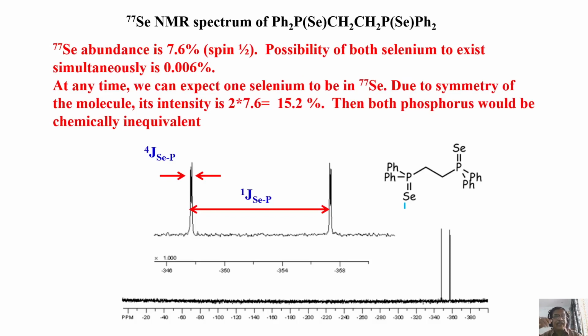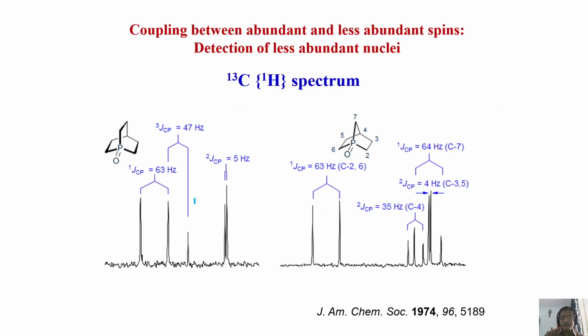Similarly, now you can look at the selenium NMR. Abundance is only 7.6% here. Spin half nuclei. Now, there are two selenium here. If you see any selenium at any given instant of time, like we saw with carbon 13 satellites, the symmetry is broken. When the symmetry is broken, you get selenium phosphorus coupling very easily. We can measure that.